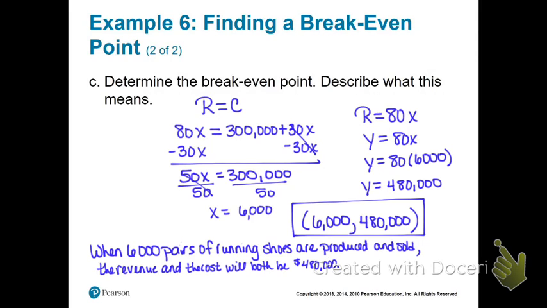And they didn't ask for it, but just for a bonus, what would their profit be at the break-even point? 0. 0, because the revenue and the cost are exactly the same, which means there's nothing extra, so there is no profit. All right, so here are your solutions for this one.